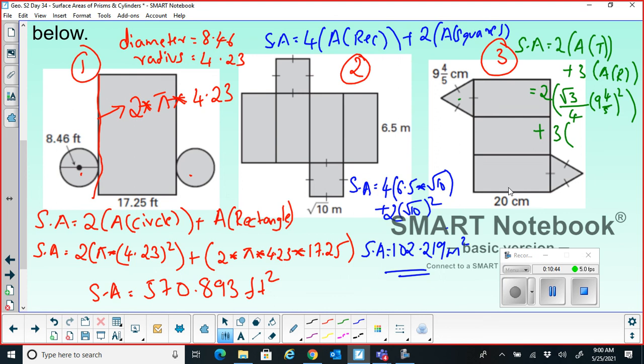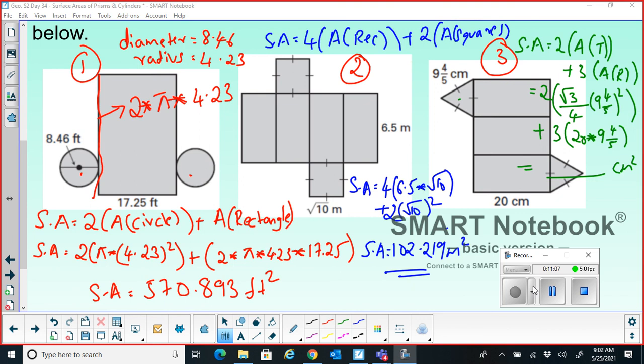Here length is 20 and width is 9/4. Okay, this is what we have to simplify in the calculator to get a final answer of the area, and area will be in centimeter square. Okay, let me simplify this in the calculator.